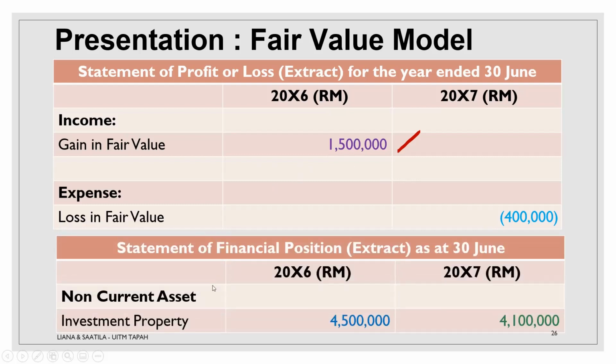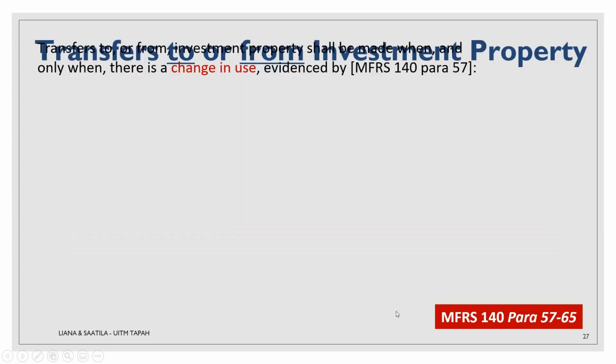And the statement of financial position extract as at 30th June, the first year is 4.5 million, the second year is at 4.1 million, and this is at fair value. It is not at cost minus accumulated depreciation minus accumulated impairment loss. That is not the case. Here it is at fair value.